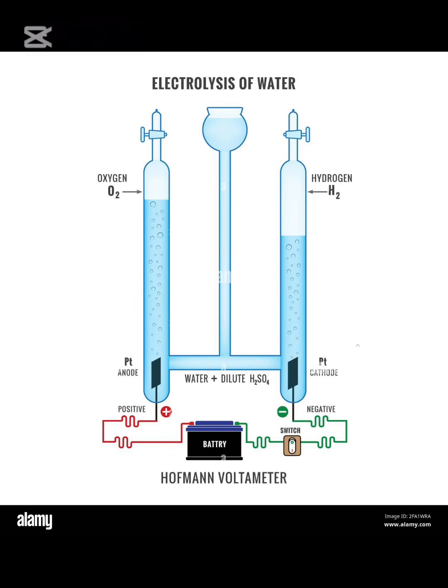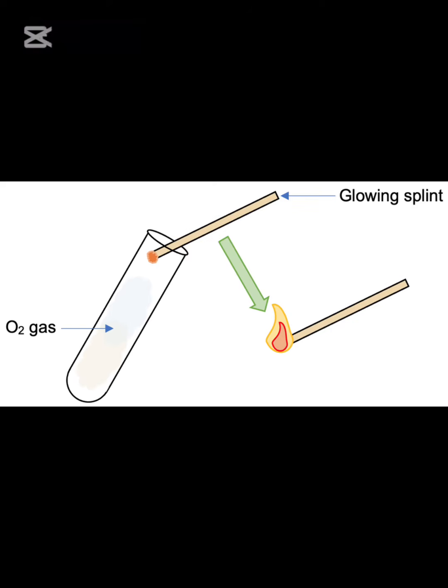So to test for oxygen, which is going to be at the anode, you can use a glowing splint and you place it inside a test tube of gas. So if the gas is oxygen, the splint is going to relight. So here we are going to select B as our answer on number 23.